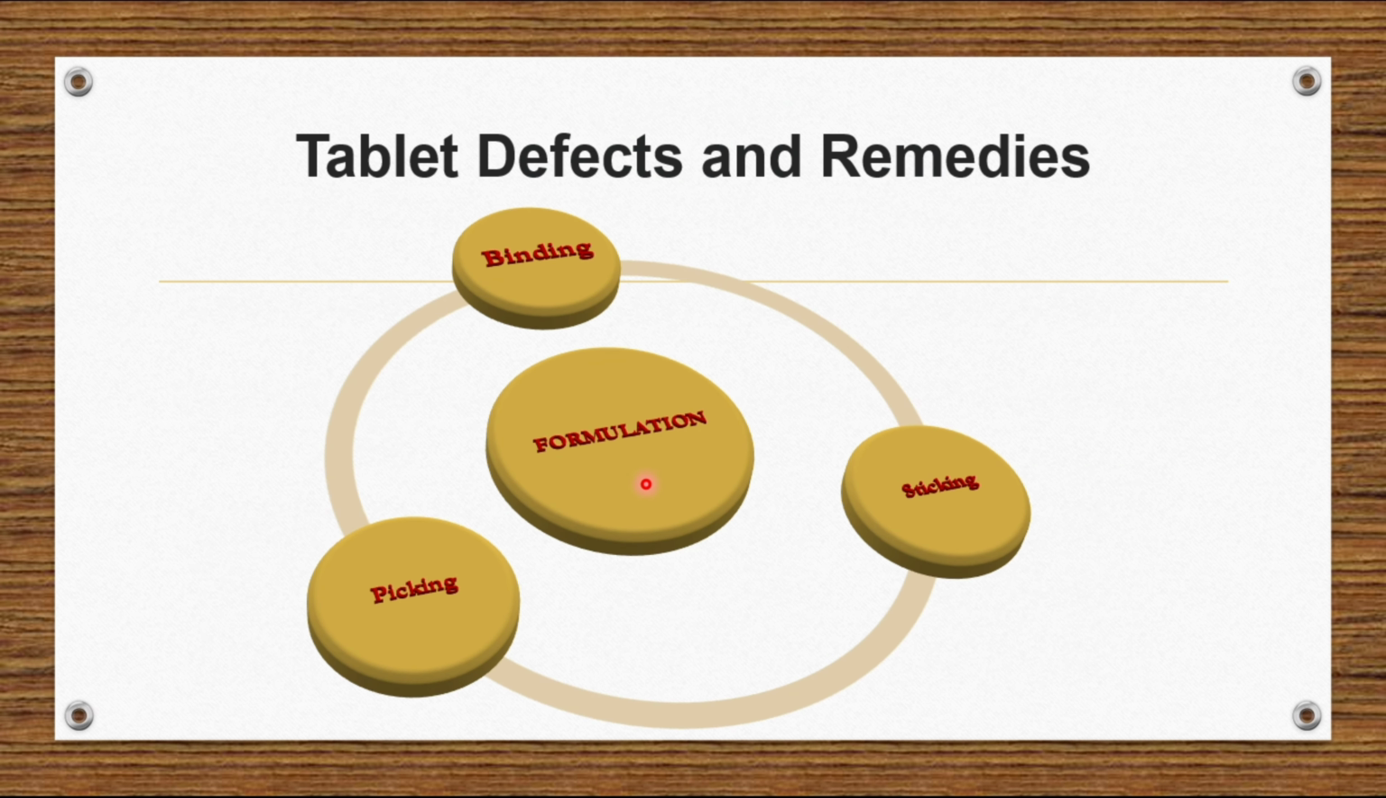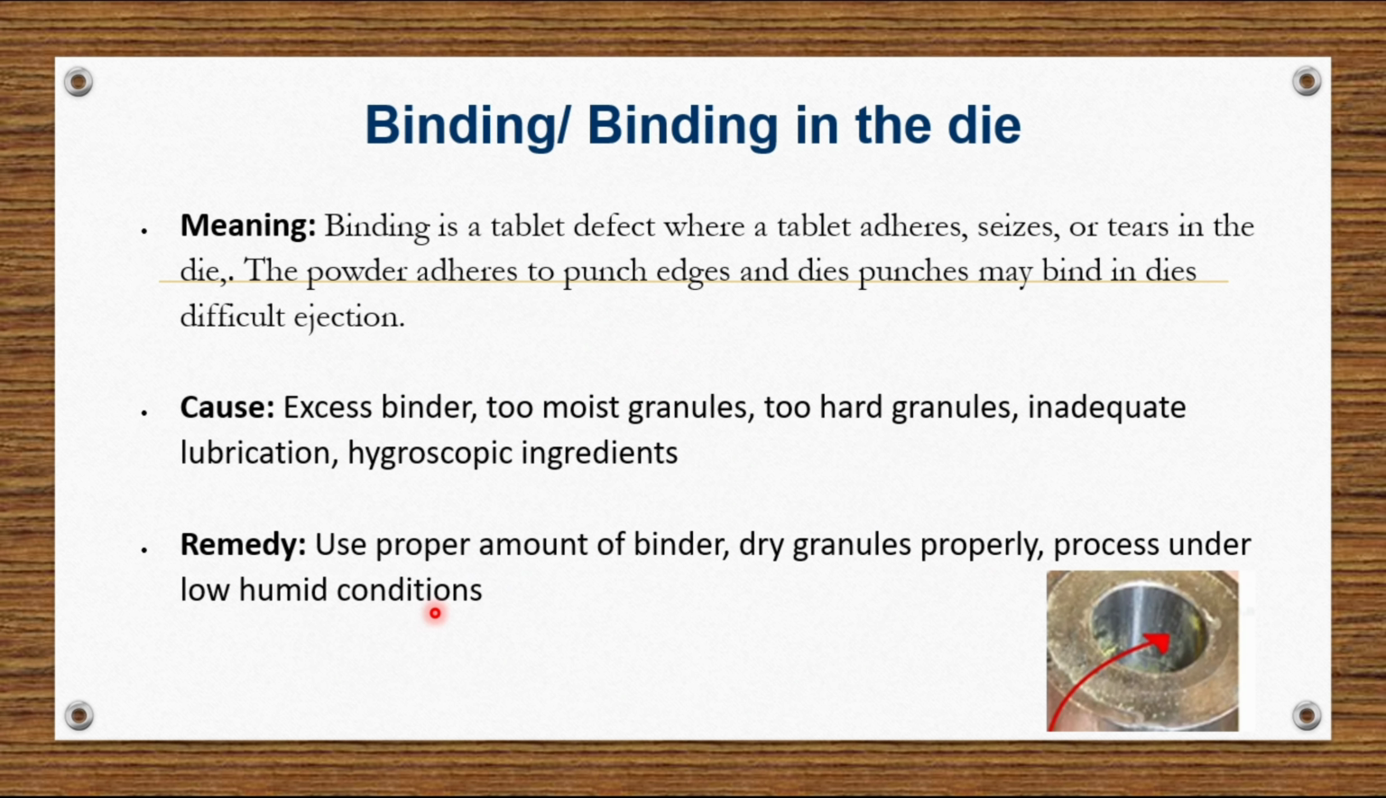Now, let's explore the defects related to formulation. Formulation related defects are binding, sticking, picking. Let us explore one by one. What is binding? Binding is related to binding in the die, meaning binding is a tablet defect where a tablet adheres, seizes or tears in the die, and powder adheres to the punch edges and die, and punches may bind in die, making ejection difficult.